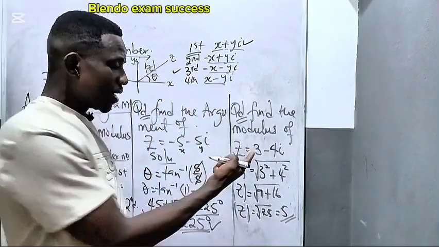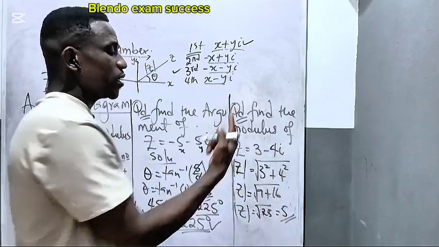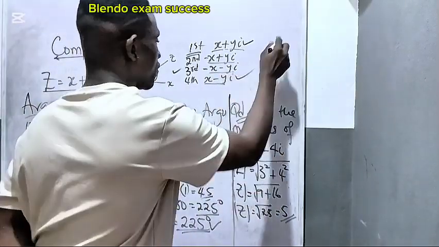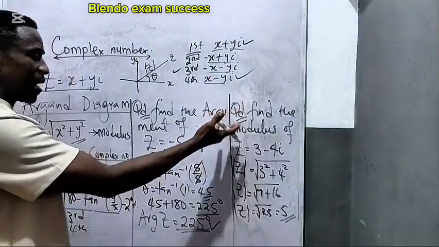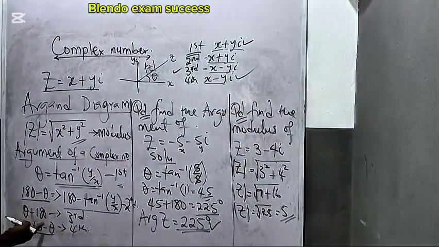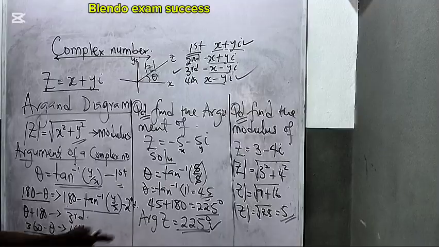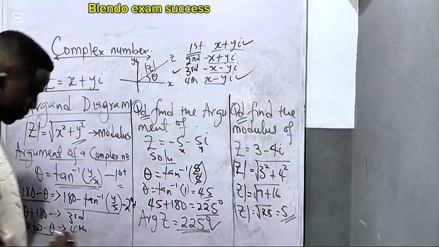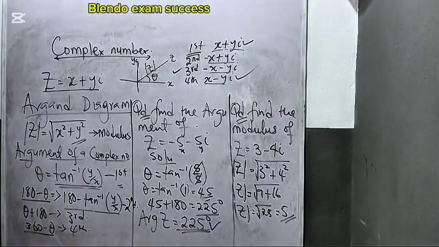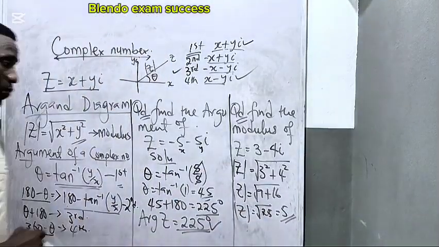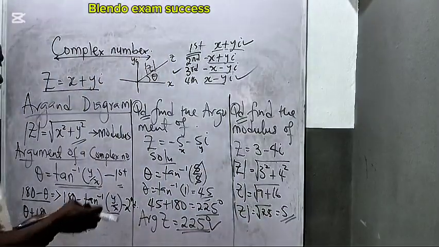But however, 3 minus 4i is in which quadrant? Fourth quadrant. So it is in the fourth quadrant. If you are asked to find the argument, just simply come over here and say 360 minus theta. You find theta and subtract it from 360. That will be the argument of this question. But we are not asked to find the argument of the question. Okay, let's see.